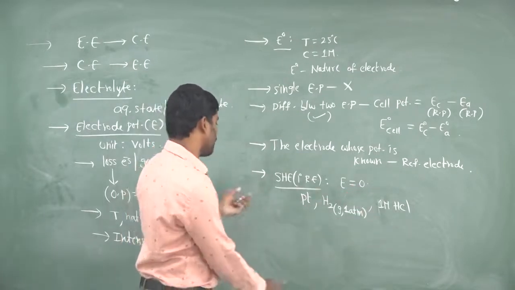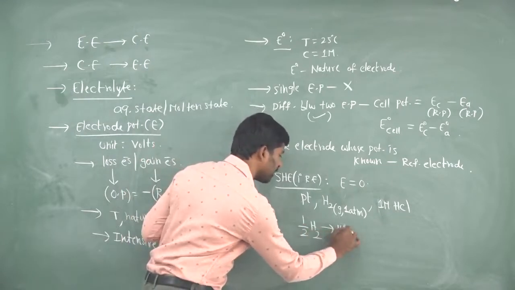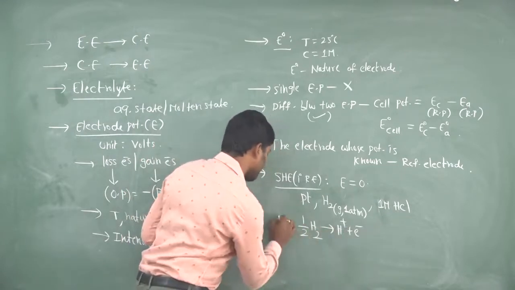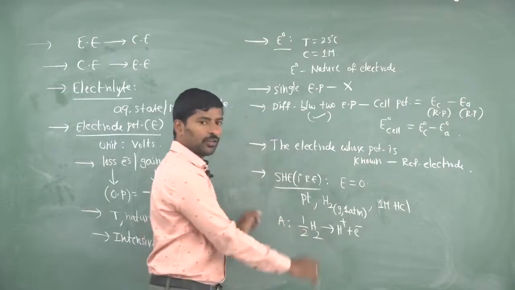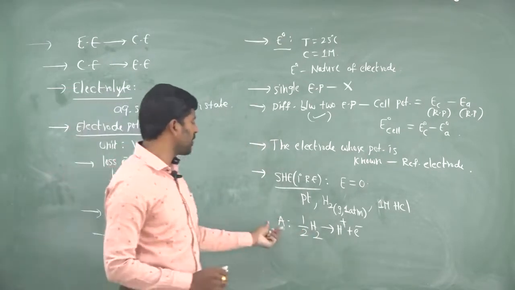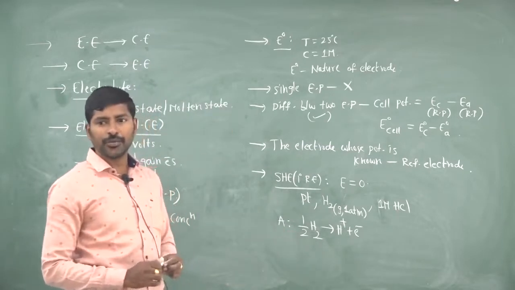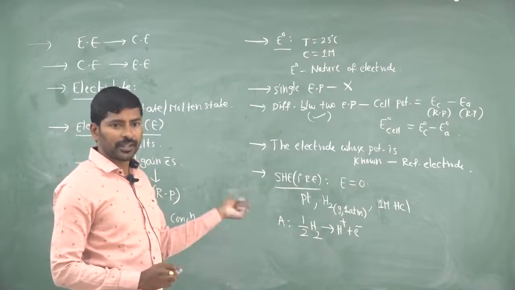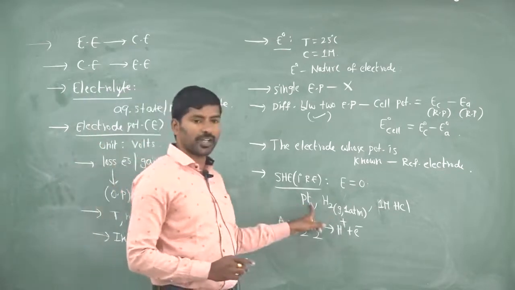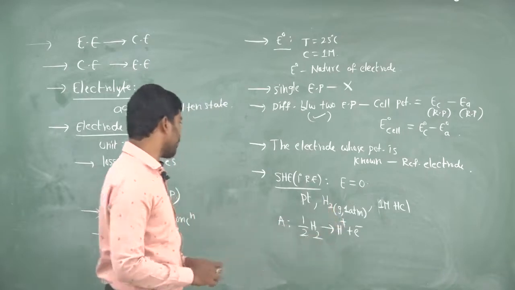What are the electrode reactions? If it acts as anode, this is the electrode reaction. If it acts as cathode, the reverse reaction occurs. This is the oxidation reaction of the hydrogen electrode. It is an example for which type of electrode? Gas electrode. Hydrogen gas is bubbled on the surface of platinum, so this is called a gas electrode.